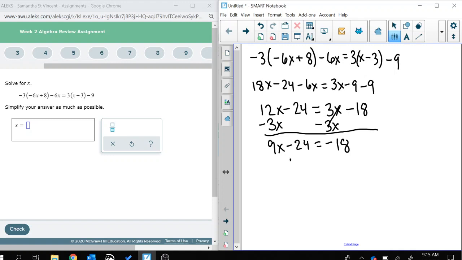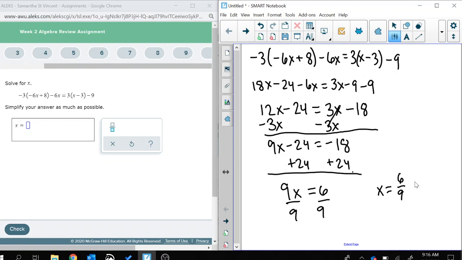From here, I have to add 24 to both sides, which leaves me with 9x equals 6. So I ended up with a fraction. I get x equals 6/9. Now, once my answer is simple as possible, I have to reduce this to 2/3.